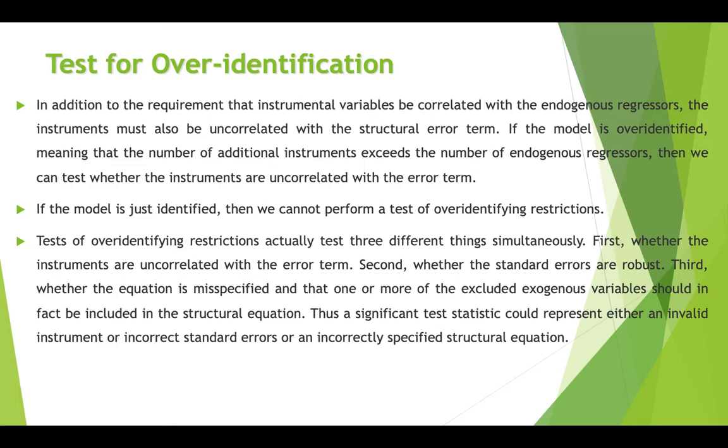To test this, any significant test statistic would represent an invalid instrument, or incorrect standard error, or a misspecified structural equation, any of these three possibilities. If the test statistic becomes significant, then there is a problem of over identification here.